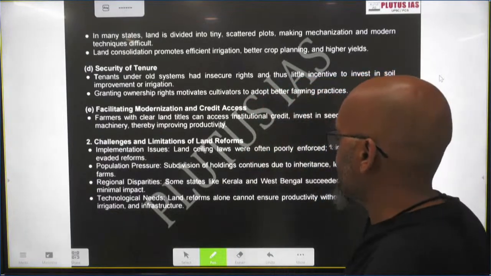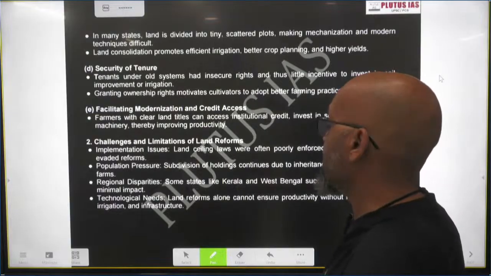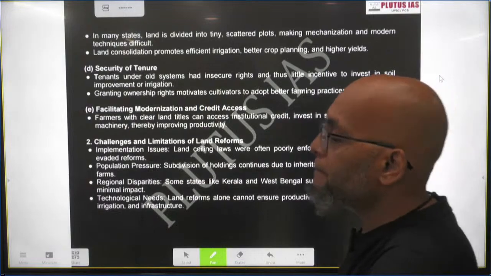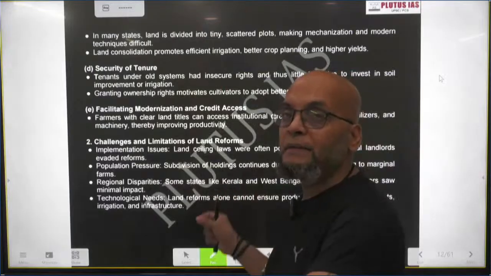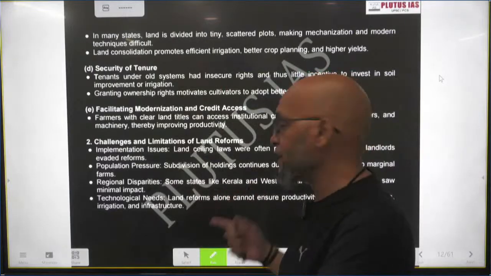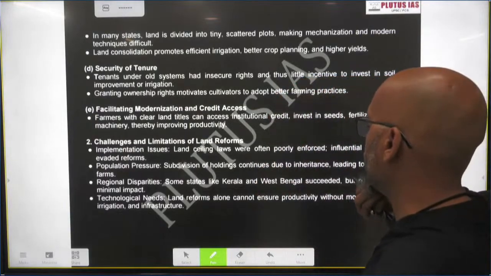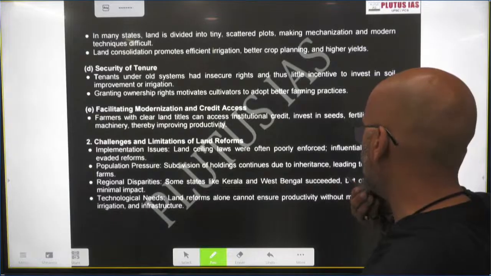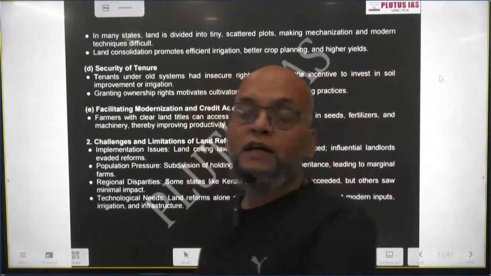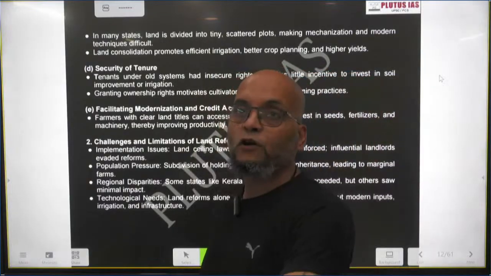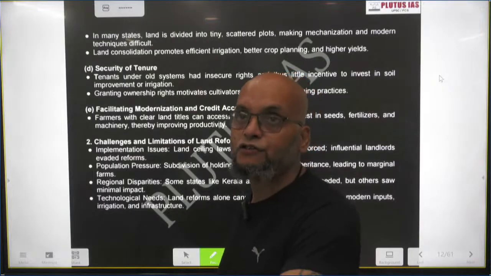Regional disparities. Some states like Kerala and West Bengal succeeded, but others saw minimal impact. As I told you, these reforms were implemented in few states only. Then technological needs. Land reforms alone cannot ensure productivity without modern inputs, irrigation, and infrastructure. So if you only talk of land reforms, they cannot be that productive. You need infrastructure, you need modern technology to increase your production.